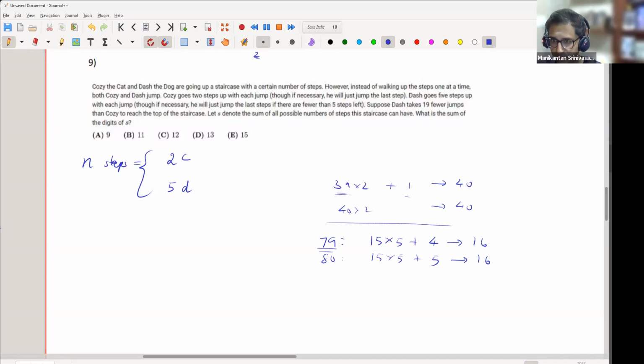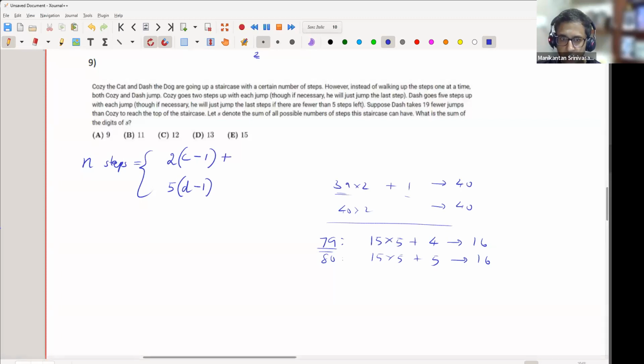The jump could be a full jump or it could be a smaller jump. The question is clear right now, right? So now here we are saying the cat took all but the last jump is a full jump. So it took 2 into C minus 1. Similarly, the dog took 5 into D minus 1.